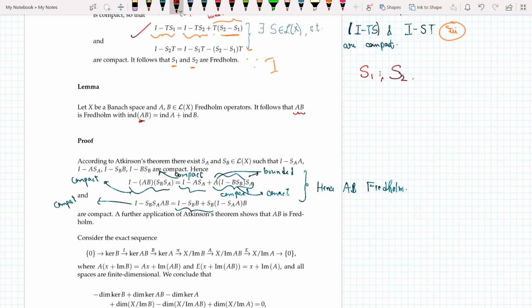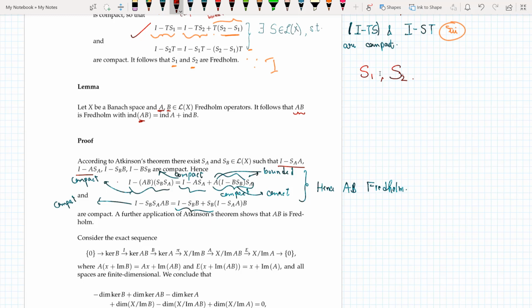Now according to Atkinson's theorem, there exist SA and SB belonging to Lx such that I minus SAA, I minus ASA, I minus SBB, I minus BSB are compact. Why? Well, it's given that A is Fredholm, which means that this and this must be compact. Atkinson's theorem tells me that, and a similar argument for B also. And now I just rearrange the equation.